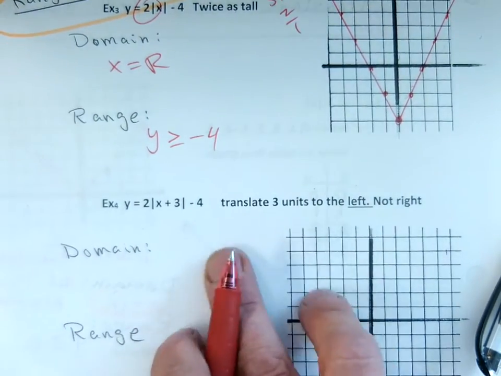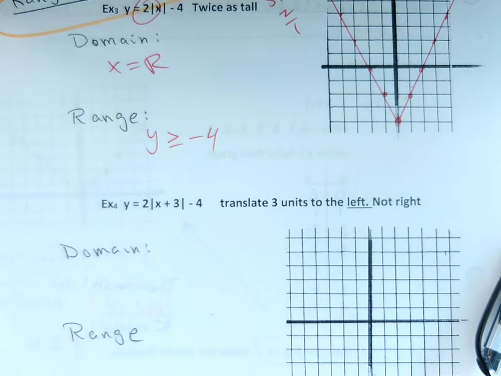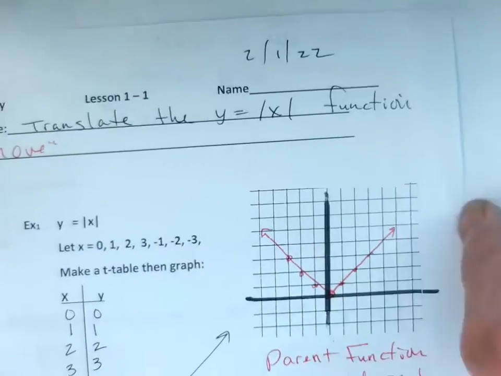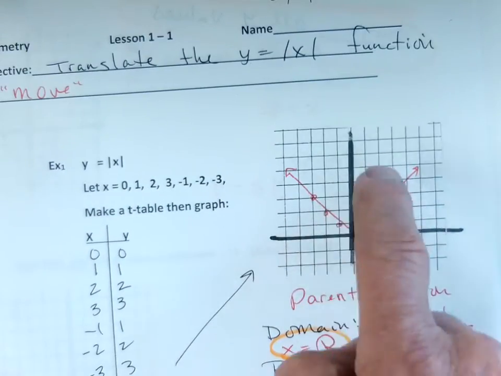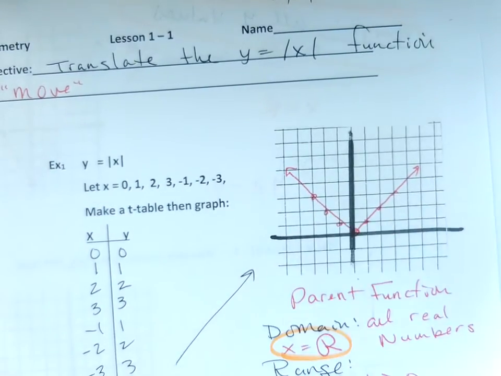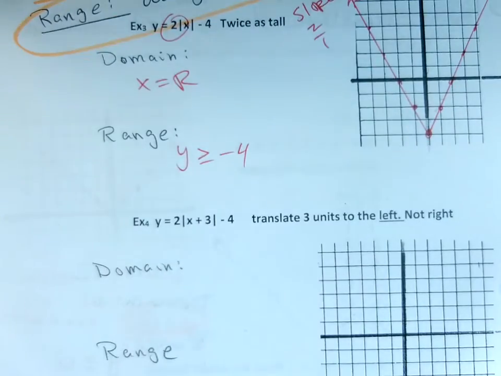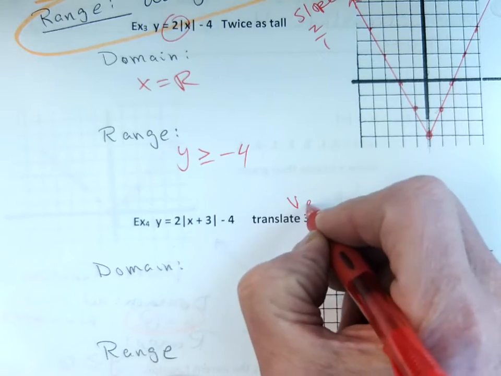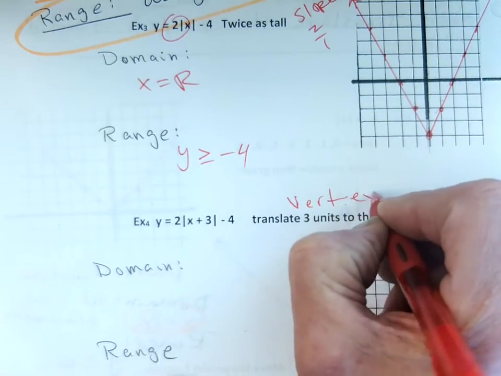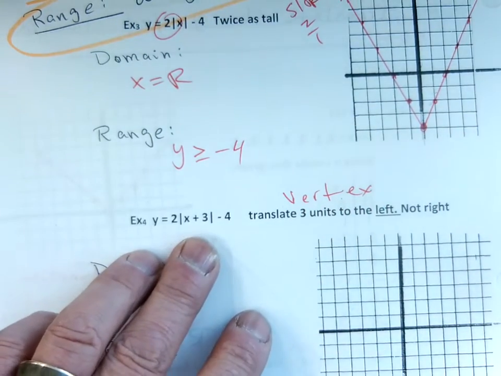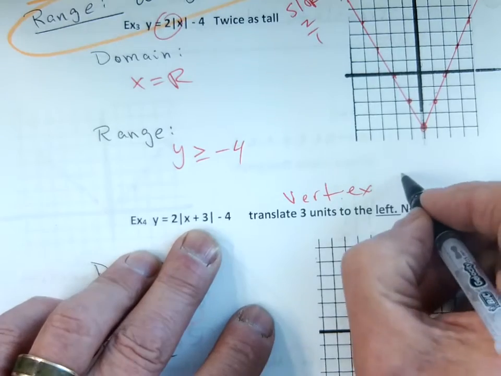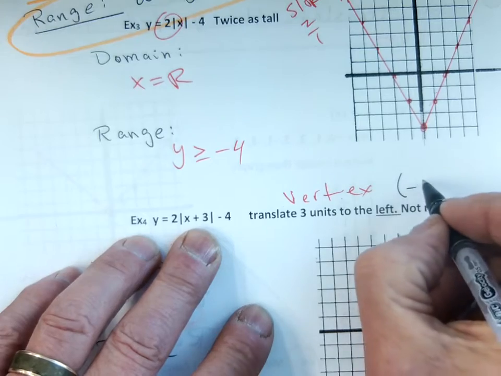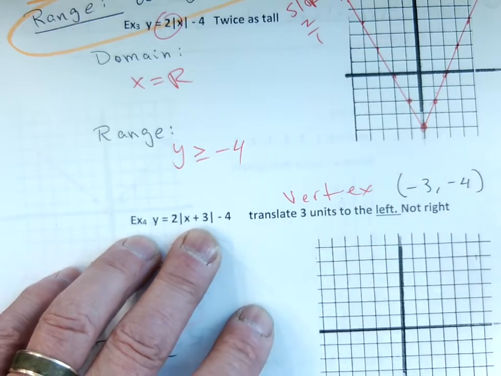Okay, now how about number 4? We're going to take this parent function, this main function, and we're going to move it. So here's kind of like what I like to do. We're going to look at the vertex first. The vertex is going to be a point. The vertex is a point at -3, -4.